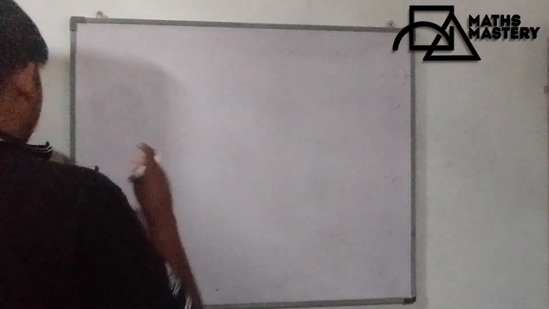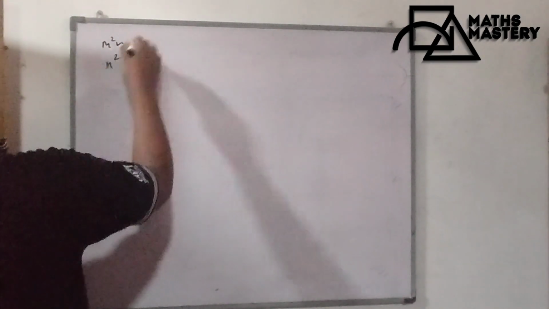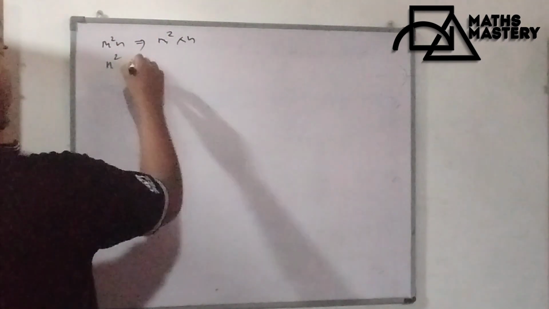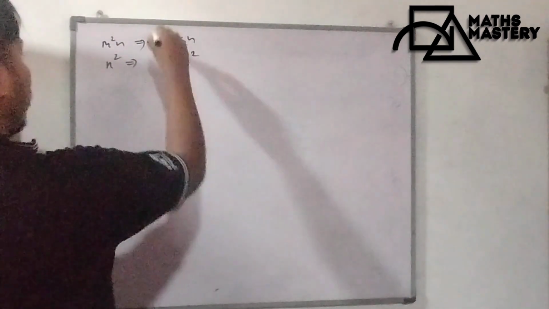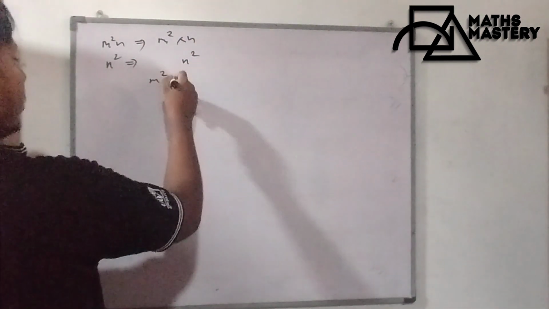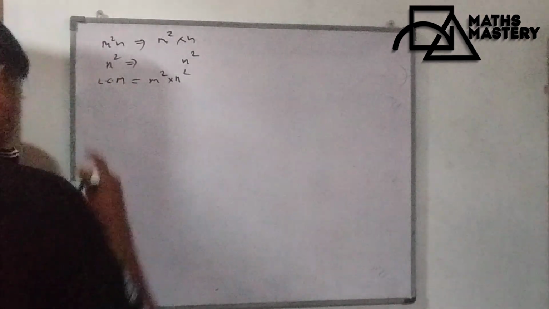Find the LCM of m squared n and n squared. So how are we going to do this? Break this into two: m squared into n, and n is n squared. Out of this, take the highest power, which is m squared, and here n is there, n squared is there. The highest one is n squared. So the LCM is m squared n squared.